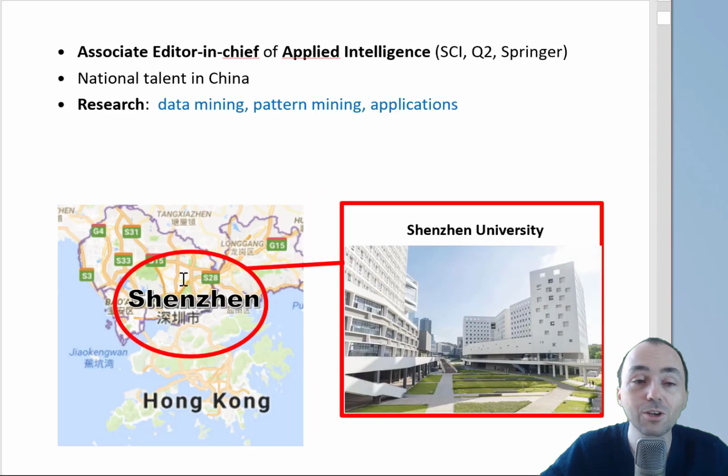Okay, so let's start. To give you a brief introduction about me, I'm a professor in the Big Data Center at Shenzhen University. Shenzhen is a big city in China. It's just beside Hong Kong. It is about 15 million people. So I work there. I'm Associate Editor-in-Chief of Applied Intelligence. I'm a national talent in China. And we do research about data mining, how to analyze data, especially pattern mining. That means to find patterns in the data, as I will talk to you today. So about the design of algorithm to analyze data.